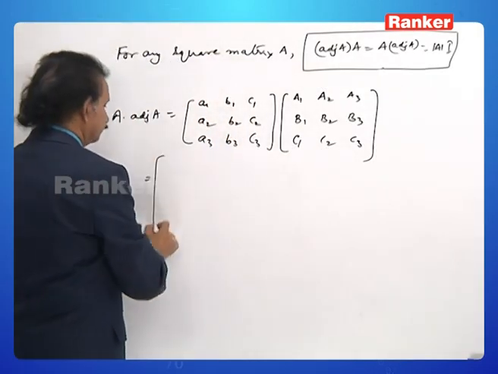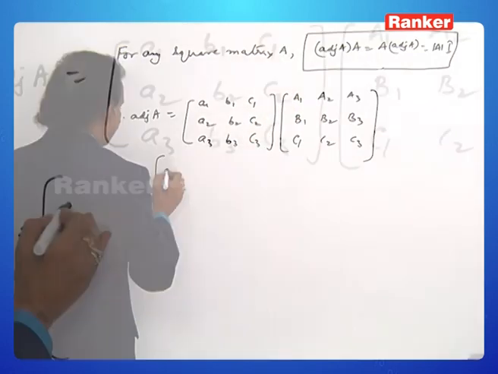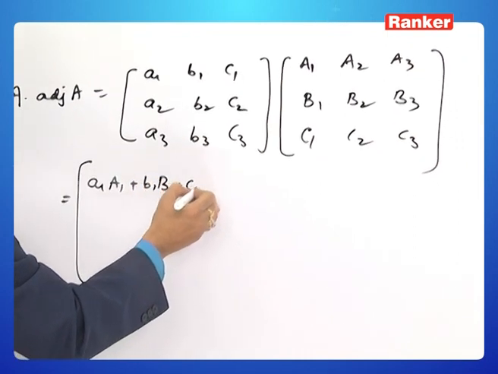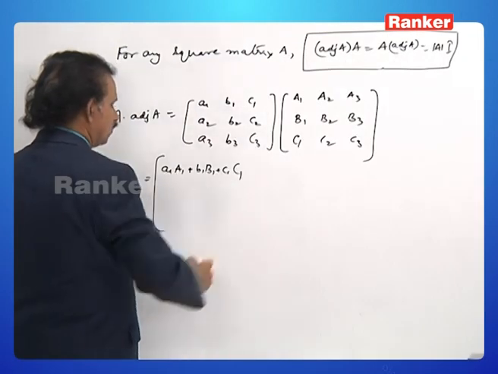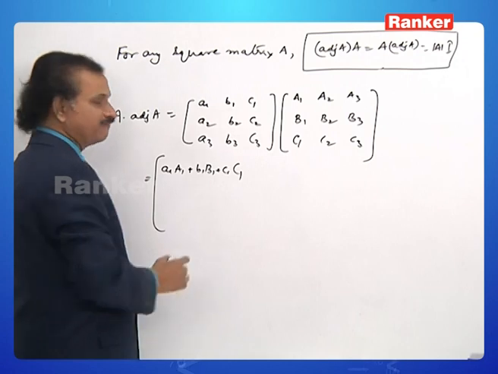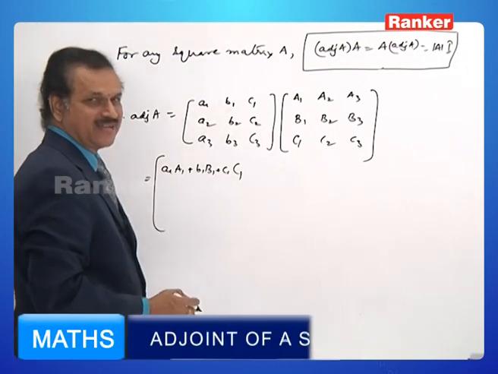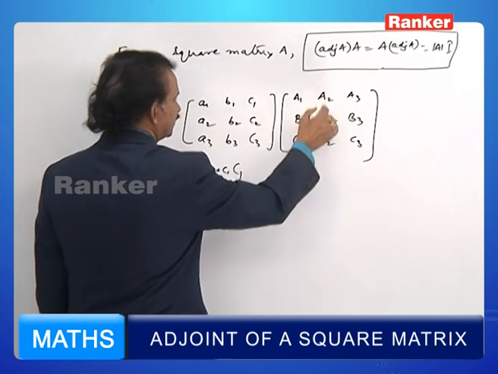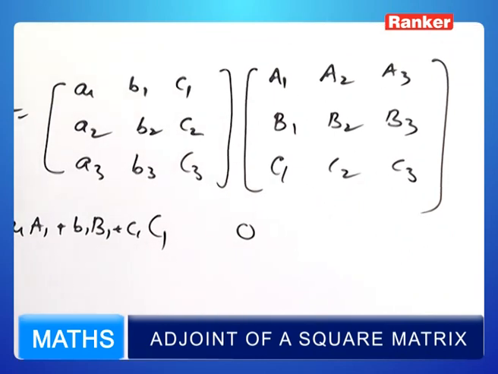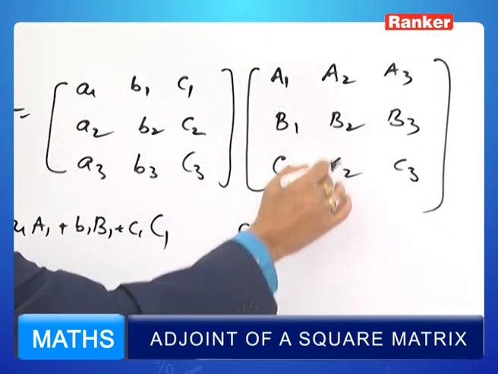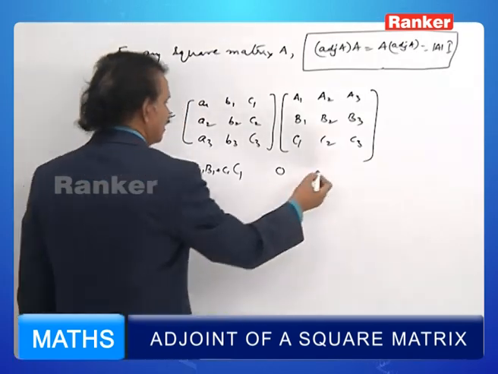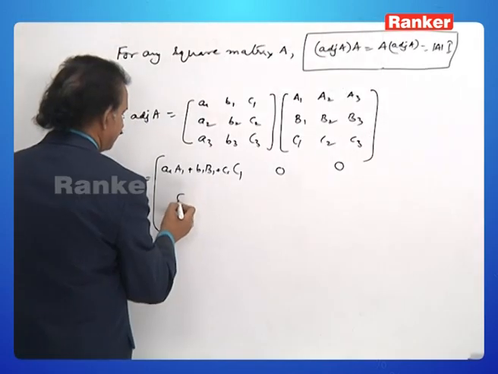Look here. First row, first column: multiply A1 A1 plus B1 B1 plus C1 C1. Elements are of first row, cofactors are also of first row. Therefore, this particular product is det A, isn't it? Next, first row, second column: A1 A2 plus B1 B2 plus C1 C2 is nothing but 0. Elements are of first row, cofactors are of second row. So, the sum of the products is surely 0, and in a similar fashion you will get 0 here also.